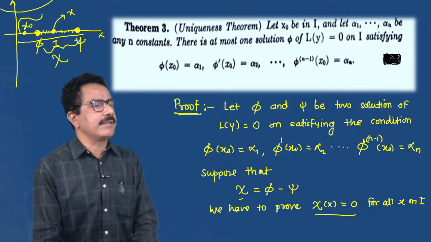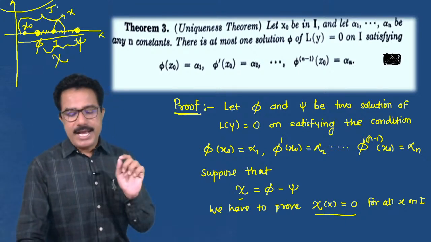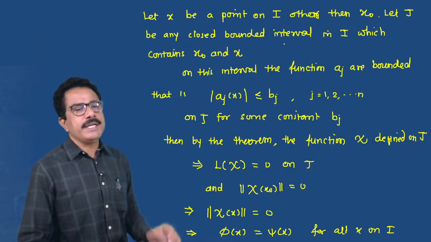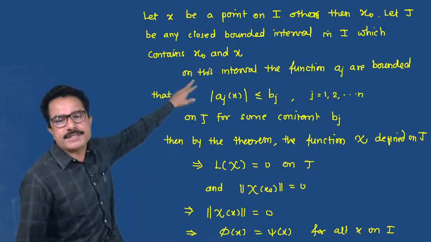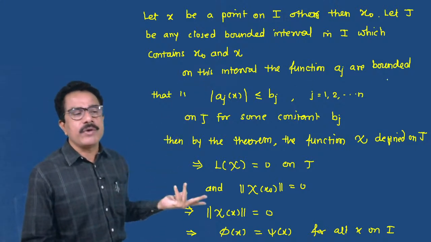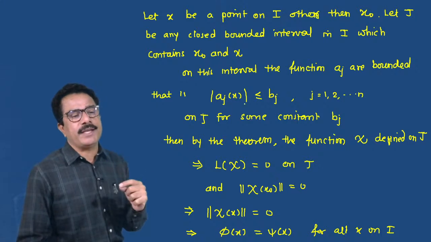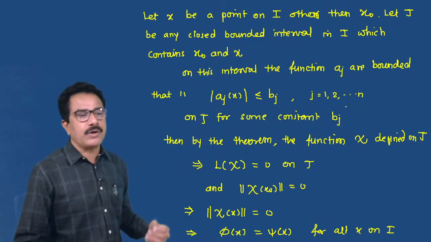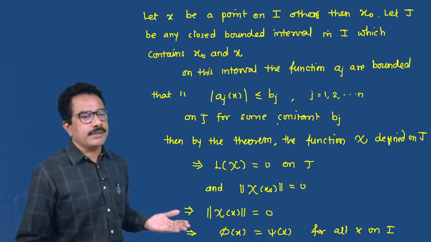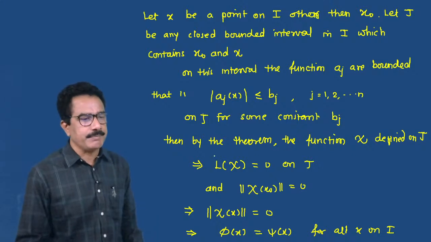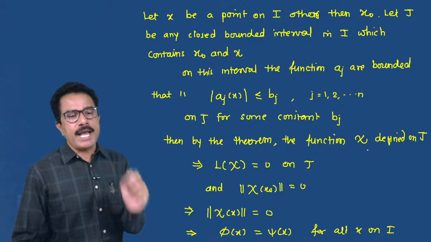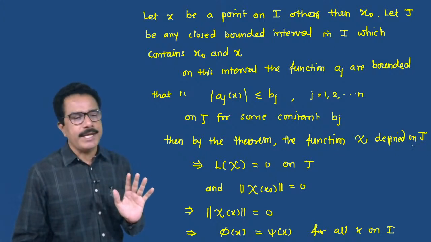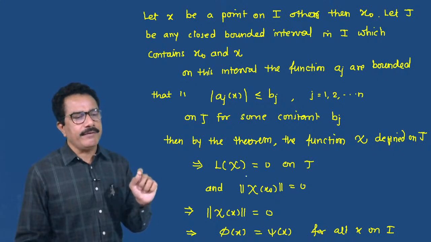Now we consider another interval which contains the points x naught and x, which is contained in J. Be the closed bounded interval in I which contains x naught and x. See this. On this interval the functions aj are bounded, that is mod of aj of x is less than or equal to bj. We have seen in the previous theorem, theorem number 2, for j is equal to 1, 2, 3 dot n, on J for some constant bj, then by the theorem this implies that L of chi is equal to 0.